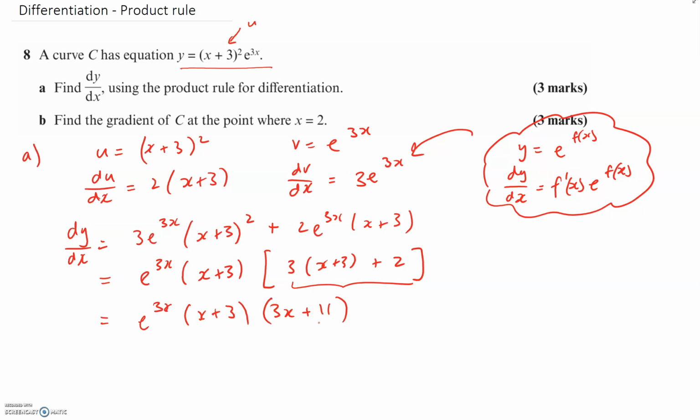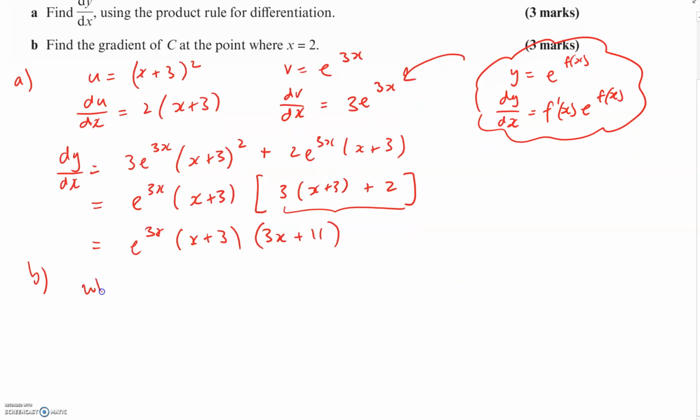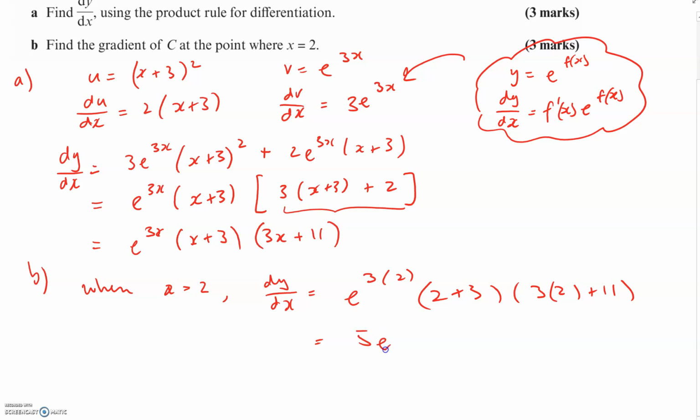Okay, very quickly, part B, we'll just sub in x is 2. So when x is 2, dy dx then would be e to the power of 3 times 2, 2 plus 3, 3 times 2 plus 11, which comes out to be 5e to the power of 6 times 17, which is finally 85e to the power of 6. So that is the answer for the gradient. Okay, that's the product rule.